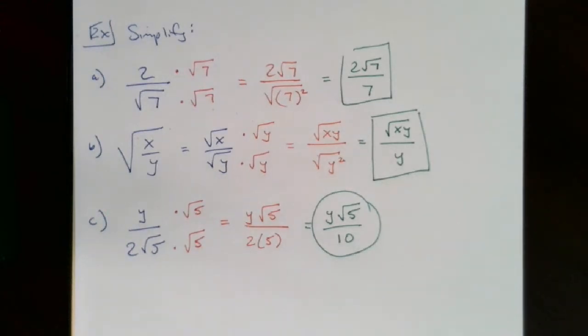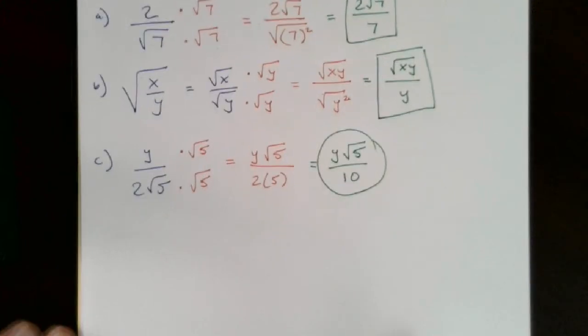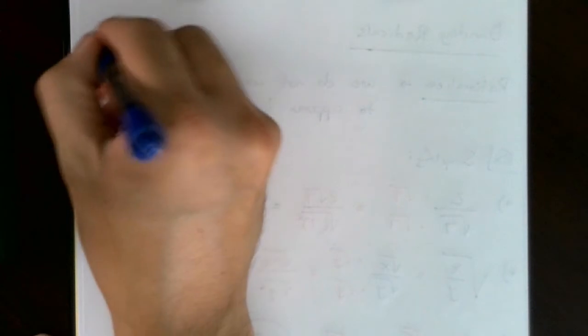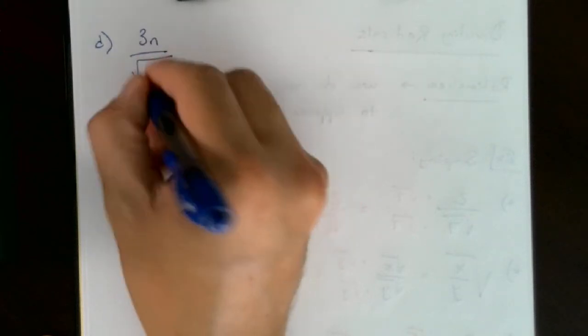Let's take a look at this one. Maybe I'll do it on a new page, just so you can see. We're going to do this problem 2 different ways, just to get to the same answer, just to see what happens. So if I had this problem here, if I said I had 3n over the square root of 18n.